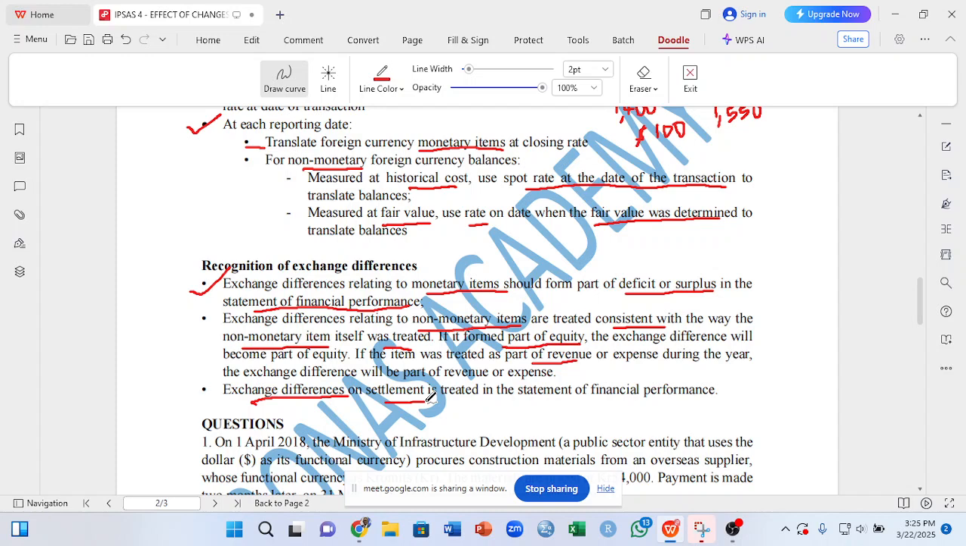If at the date of settlement, which may not be the same as the year end, you get an exchange gain or loss, it should also be recorded in your statement of financial performance. But generally, the first two are the general points when it comes to the recognition of the exchange difference. The last one emanates from settlement, in a case whereby you pay your liabilities at a rate not equivalent to the closing date. So at this point, I'll pause for questions before we start solving some questions.